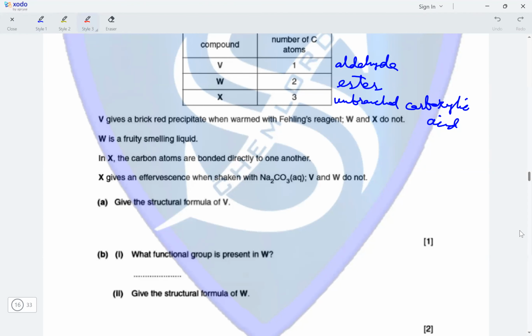Give the structural formula of V. So a single carbon containing aldehyde has to be HCHO, which is also known as methanol. What functional group is present in W? The functional group present in W is an ester group. And give the structural formula of W.